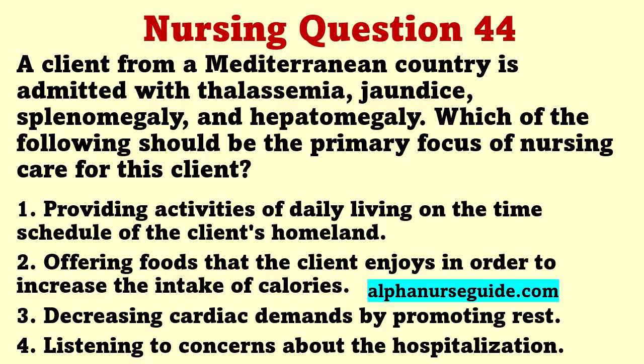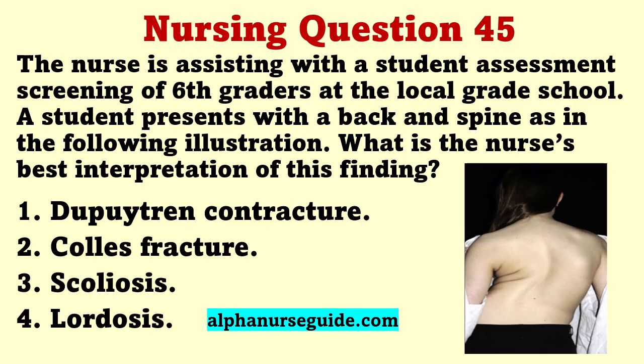The nurse is assisting with a student assessment screening of 6th graders at the local grade school. A student presents with a back and spine, as in the following illustration. What is the nurse's best interpretation of this finding? 1. Dupuytren contracture. 2. Cole's fracture. 3. Scoliosis. 4. Lordosis. The correct answer is 3.